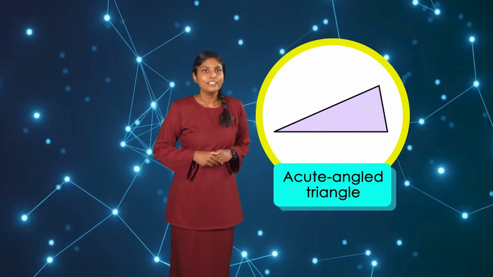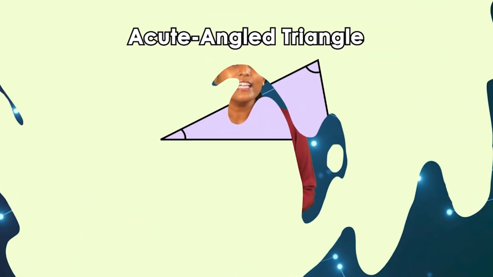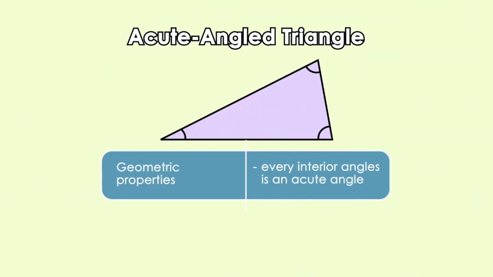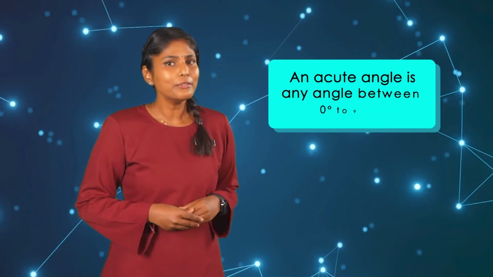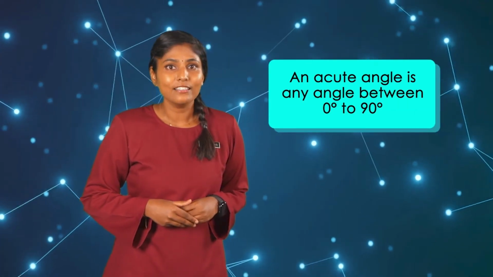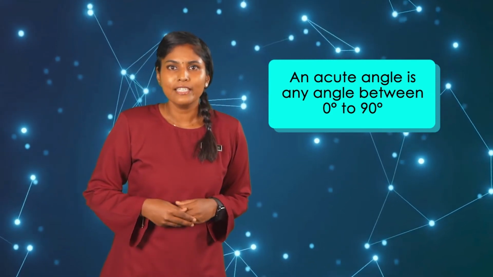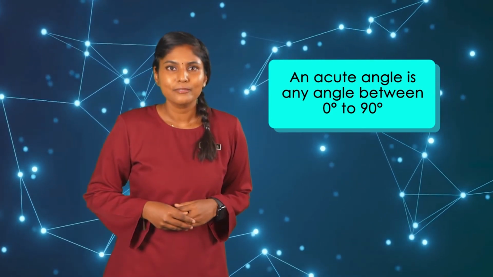First off is the acute angled triangle. If you realize, each of the angles in this triangle, which is the interior angle, is an acute angle. You might ask me, Teacher, what is an acute angle? An acute angle is any angle between 0 degrees to 90 degrees.